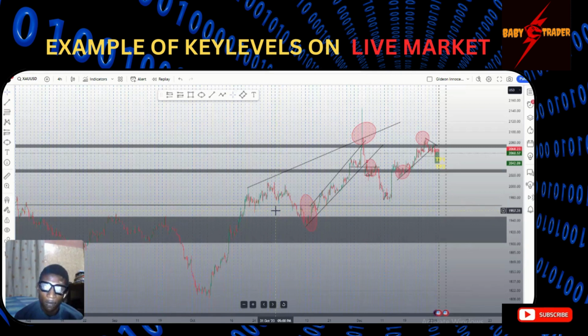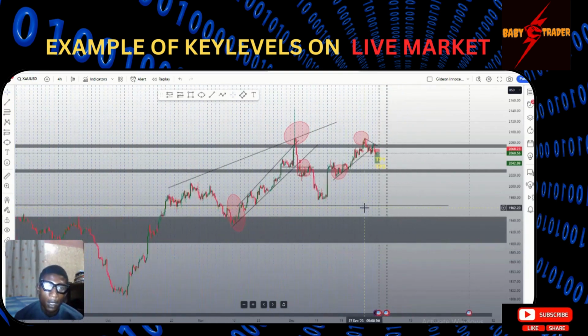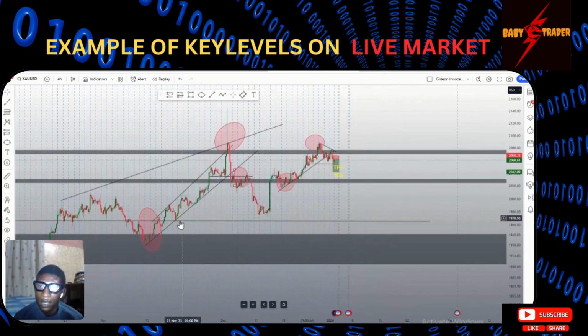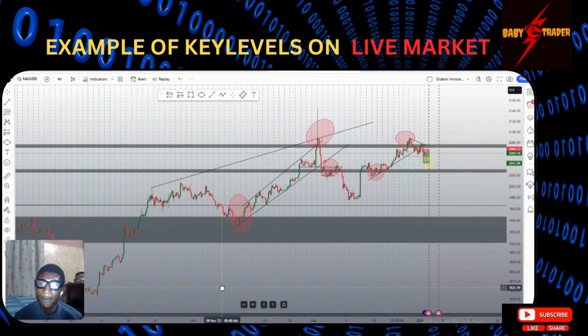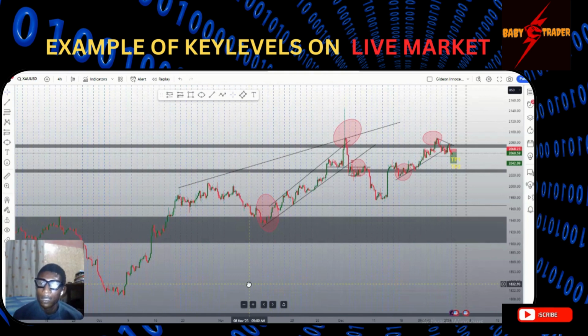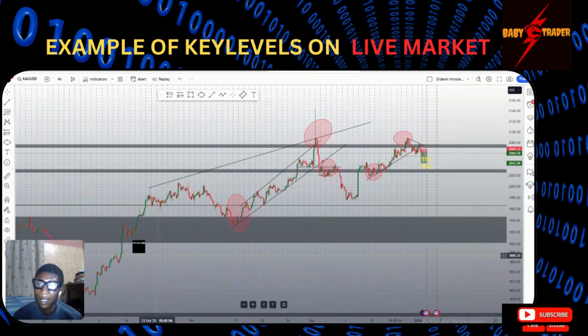But for the sake of those who are still not yet understanding what we are talking about, in this chart now, this is a key level. This is a key level. We should go to the left side. There are places that price has significantly touched on this line, on the higher time frame. So when price goes to this level, you can see it reacts to the upside.